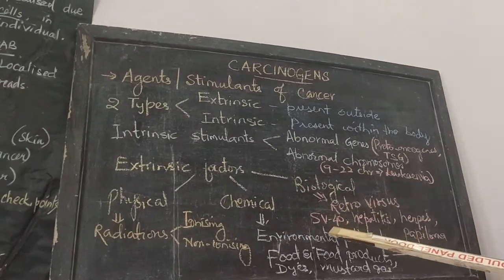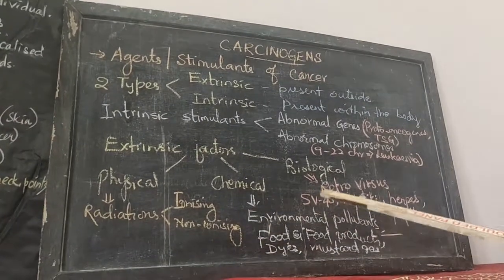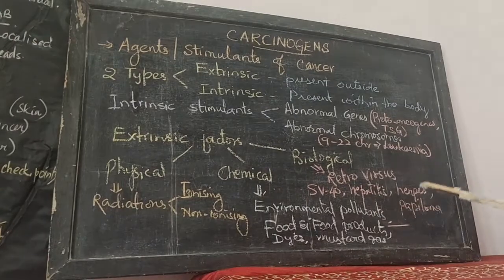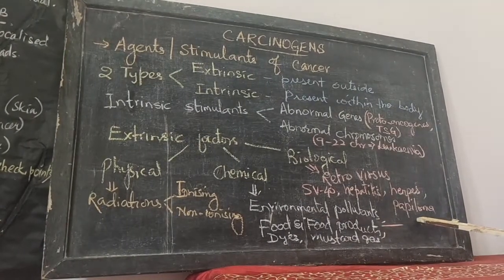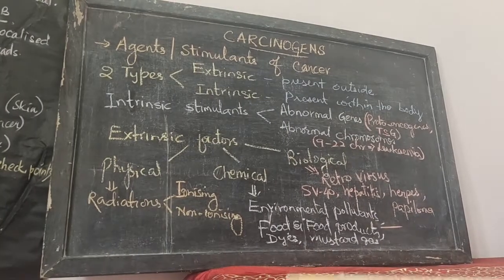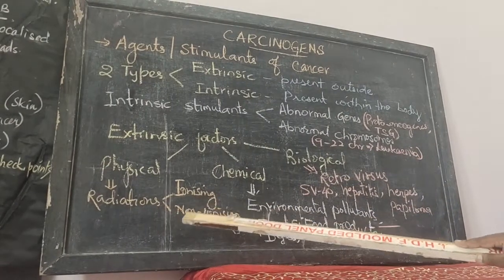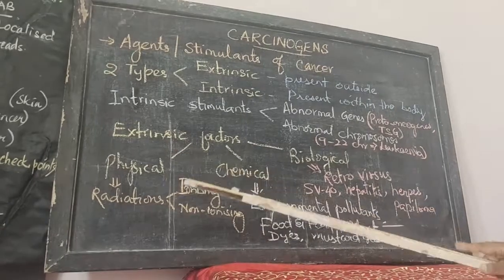For example, simian virus 40, SV40, causes ovarian cancer. Hepatitis virus causes liver cancer. Herpes virus causes blood and uterine cancer. Papilloma virus causes cervical cancer. So all these agents present outside the body that induce cancer are called extrinsic factors.